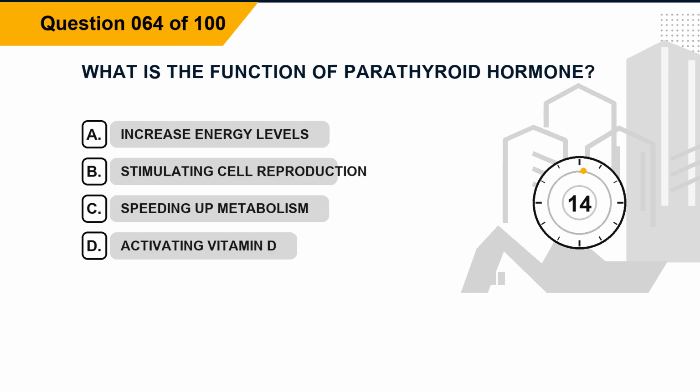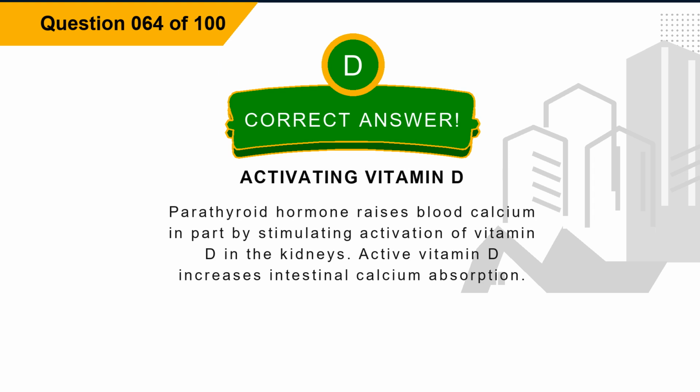Question 64. What is the function of parathyroid hormone? Option A. Increase energy levels. Option B. Stimulating cell reproduction. Option C. Speeding up metabolism. Option D. Activating vitamin D. The correct answer is option D.